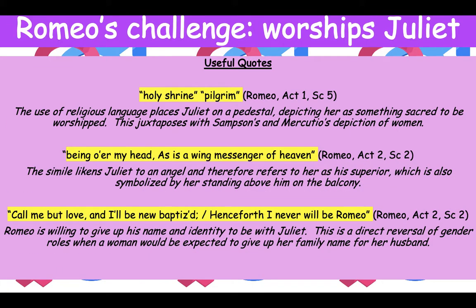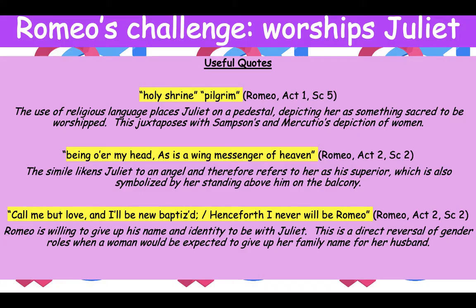Again, Romeo challenges this perception of men by the way that he treats Juliet. Juliet is not a sexual object. Juliet is not lesser than him. If anything, Juliet is put on a pedestal. He worships her. Look at the religious language he uses in Act 1, Scene 5. He refers to her as a holy shrine, and he is the pilgrim. So the use of religious language places Juliet on a pedestal, depicting her as something sacred to be worshipped.